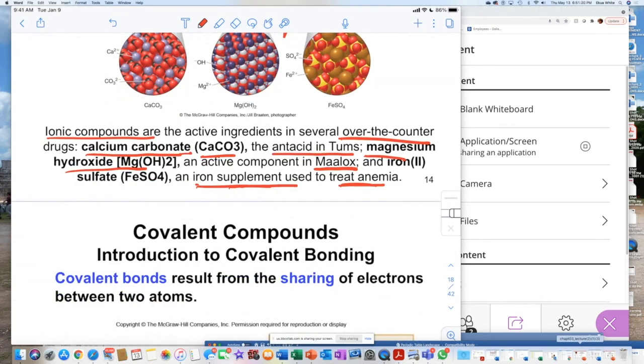So remember, this class is for people who are interested in health fields. So we will talk about health references more than you have seen in your other chemistry classes.